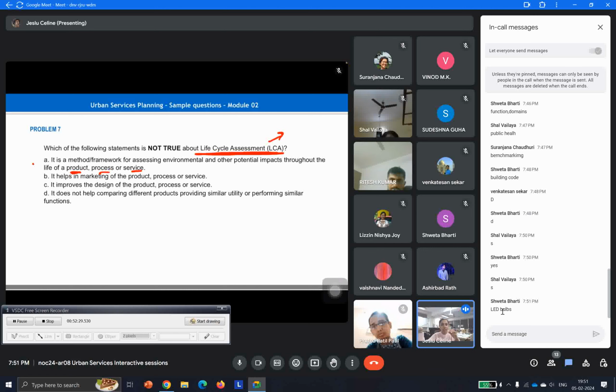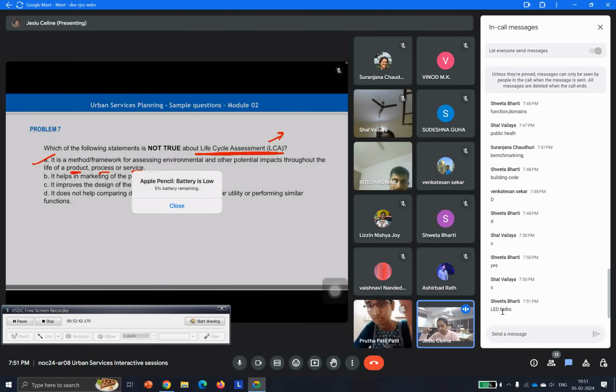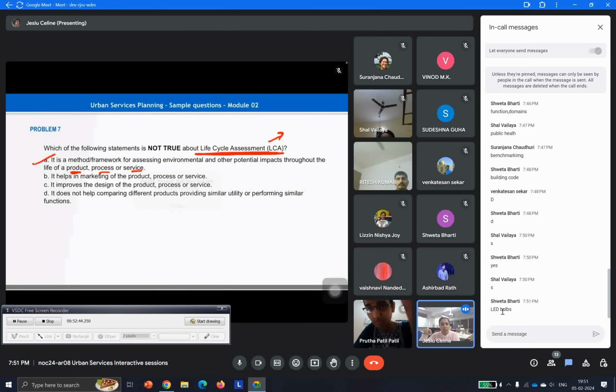Yes, LED bulbs, you show a life cycle assessment. You might be aware of the Ujala project with these bulbs. It again does this life cycle assessment and then shows that the impact is much less. Right. So option B, it helps in marketing. Yes, that's also right. Option C, it improves the design of the product, process, or service.